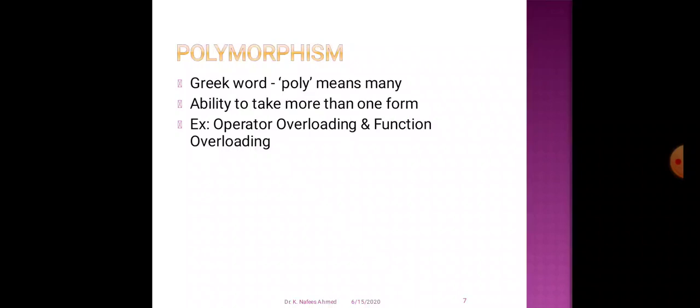Then finally we have the concept of polymorphism. So poly is a Greek word which means many. So it refers to the ability to take more than one form. That is what is meant by polymorphism. Example, operator overloading and function overloading. We can have the same operator but different operations can be performed. And similarly we can have the same function name and it can perform different tasks using this concept of polymorphism.